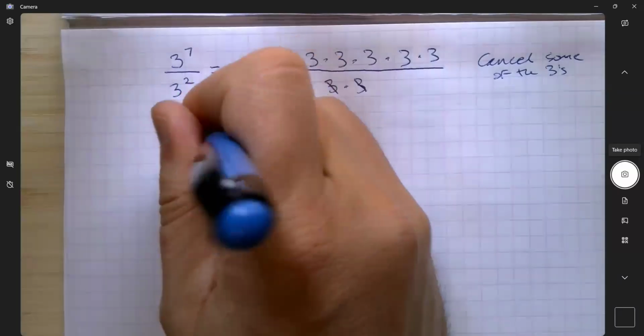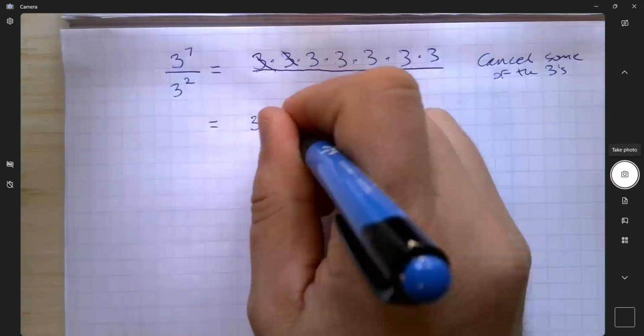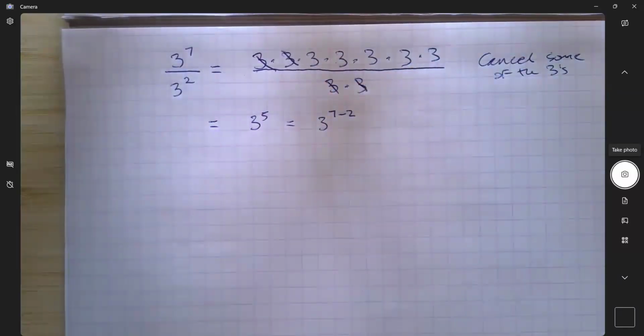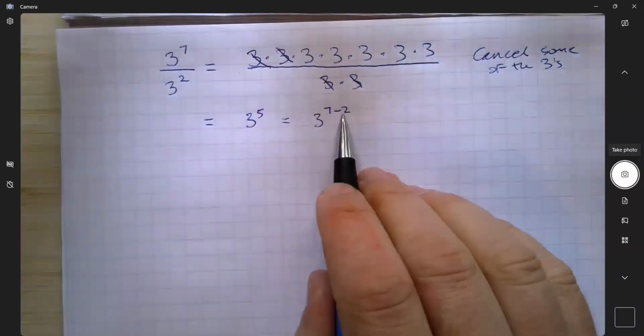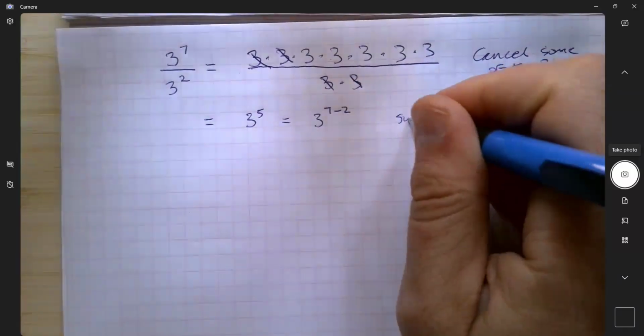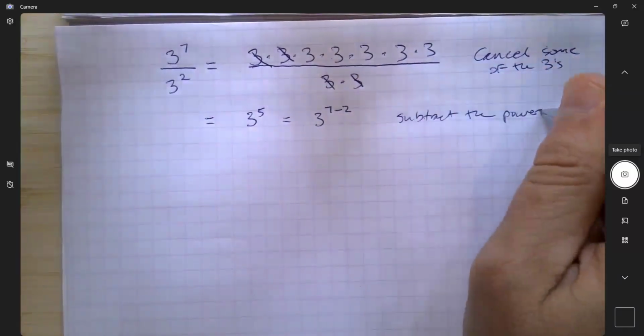And what do I have? I have 1, 2, 3, 4, 5 left. And that just happens to be what I get when I subtract 7 minus 2. So we subtract the powers.